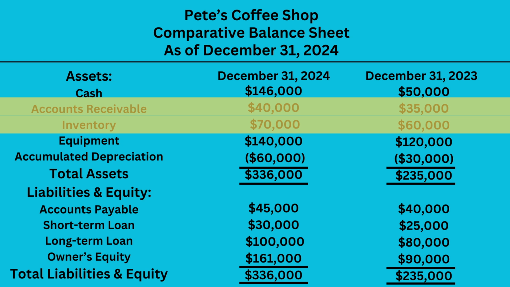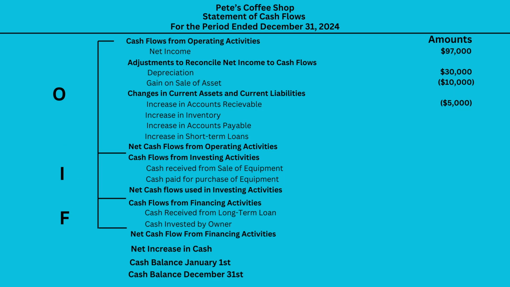I like to think about it this way. If your assets are increasing, then that means you paid cash in order to acquire more of that asset. If they decrease, then you received cash from selling assets that you previously had. So in this case, we're going to subtract the $5,000 and subtract the $10,000.